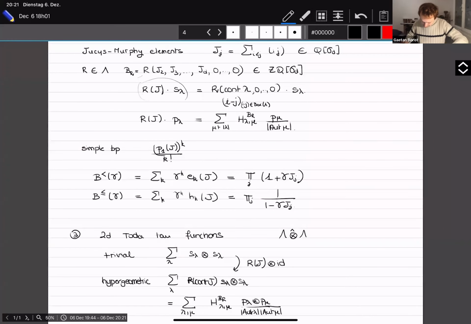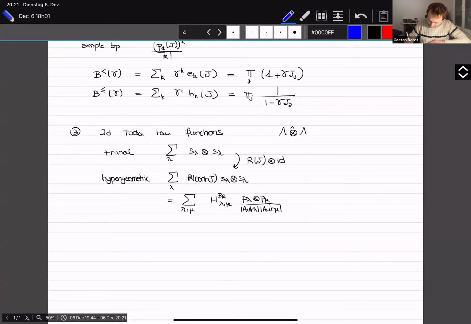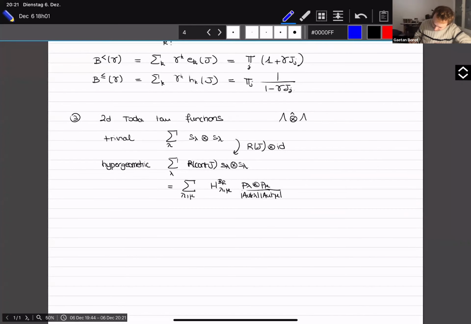So now, another question. I will move to discussing the relation with the topological recursion. Gaetan, may I ask a short question? Yes, hi.